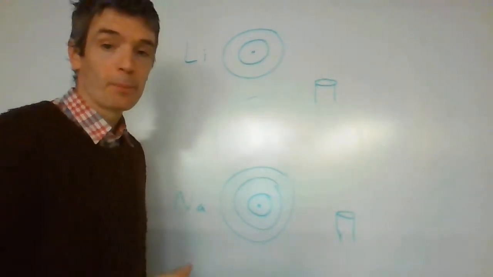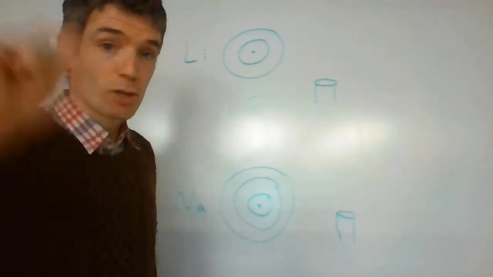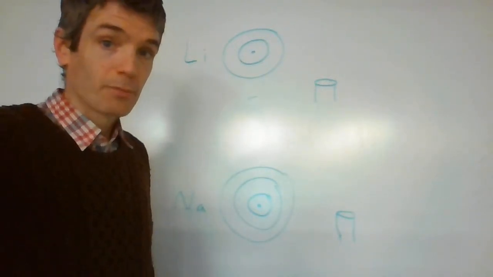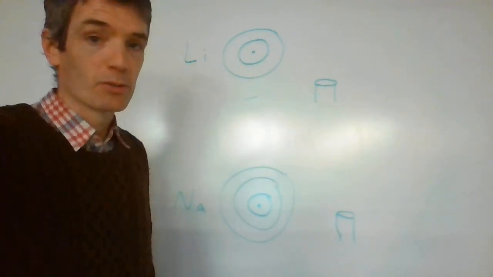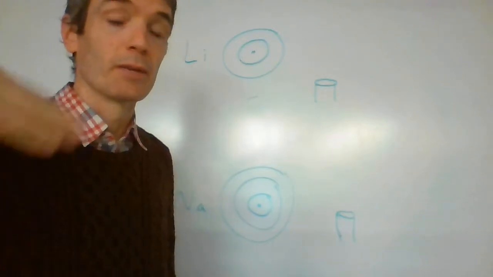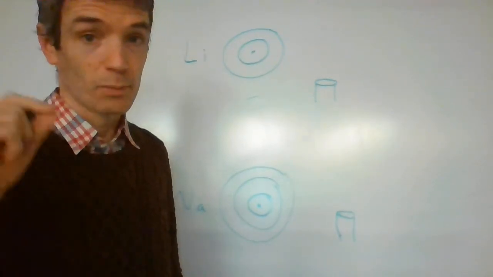Now, when I put these things in a flame, what ends up happening is the electrons jump around, and when they jump around, especially when they jump back from a higher energy orbital to a bottom orbital, or an orbital of lower energy, they release energy. And they release energy in the form of light, and that's the light we see.